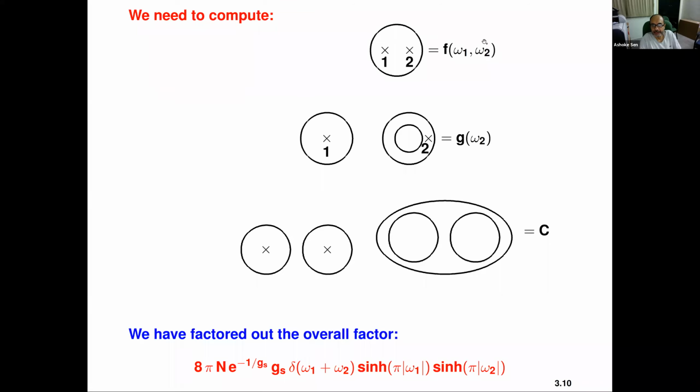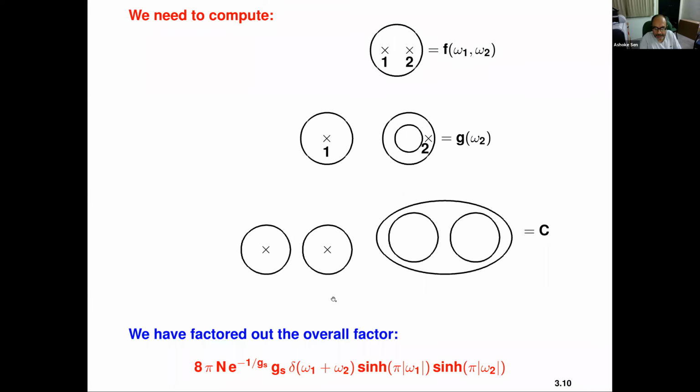So this is what I'll call f of omega 1, omega 2. This contribution has a product of a disk one-point function and an annulus one-point function. Again, I'll factor out this factor and call the rest g of omega 2. There will be a similar contribution where 1 and 2 are exchanged, that I'll call g of omega 1.